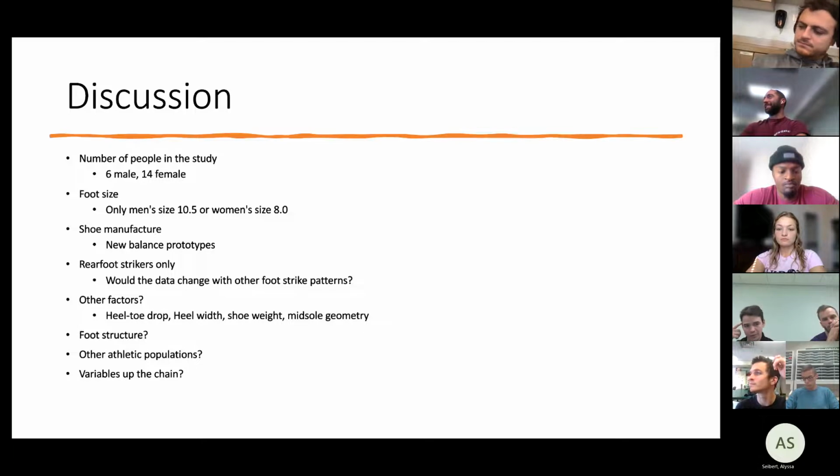Obviously, there's only one shoe manufacturer, and it was the same shoe. All they changed was basically the stack height on the shoe. So it'd be interesting to see how other shoe manufacturers would affect all those factors.